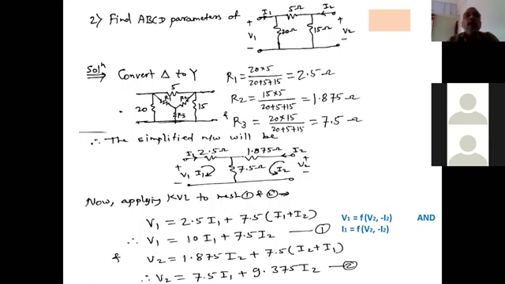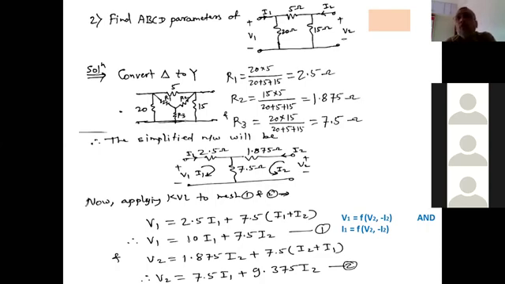Okay. Then the next numerical, find ABCD parameters of this pi network. Pi network is given to you. If pi network is given to you, you can apply node analysis. If you apply the node analysis method, then you can get your answer quickly.